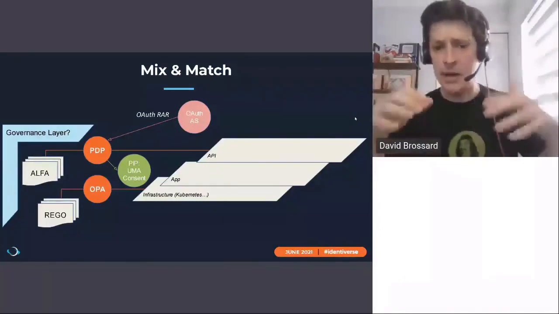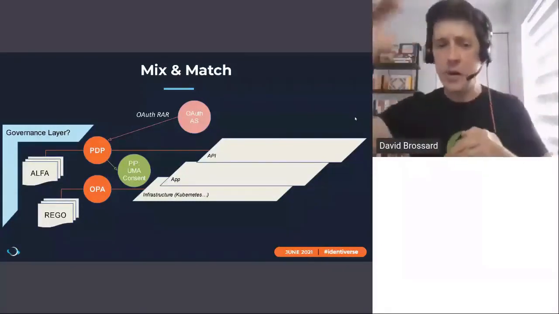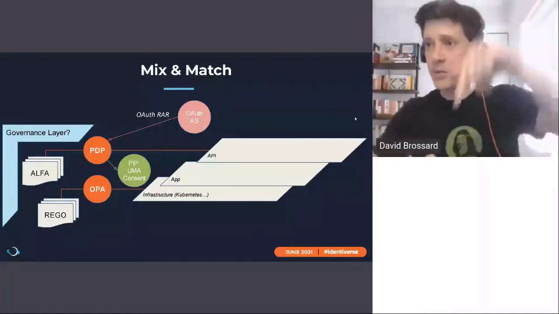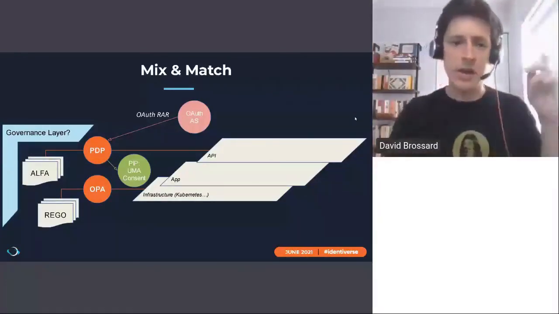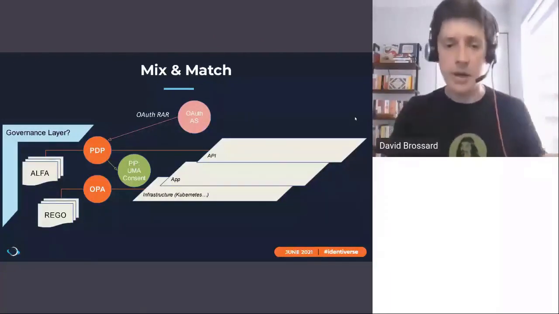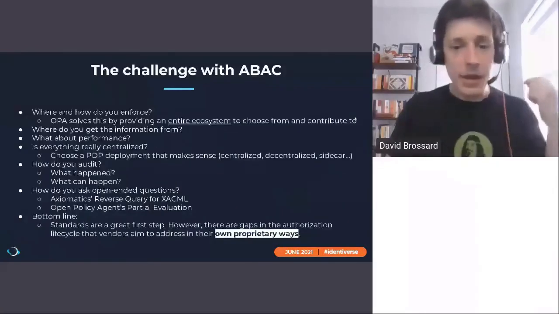Also, keep in mind that OPA tends to be biased towards infrastructure. Not only can it move up, and XACML and Alpha tend to be API and application biased. Not only can they move down, so both can be used in both places. Note how UMA can be plugged into authorization through a PIP, for instance. So UMA can enrich the authorization flow.